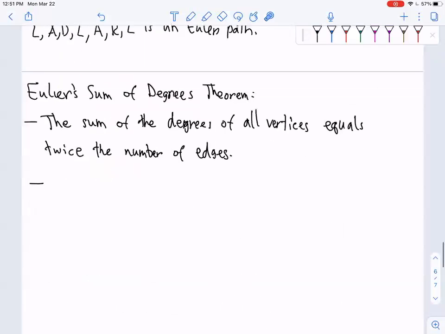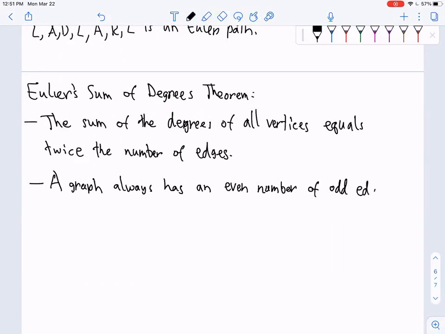So it's a confusing thing to say, but a graph always has an even number of odd edges, because when we add them all up, we have to get an even number at the end.